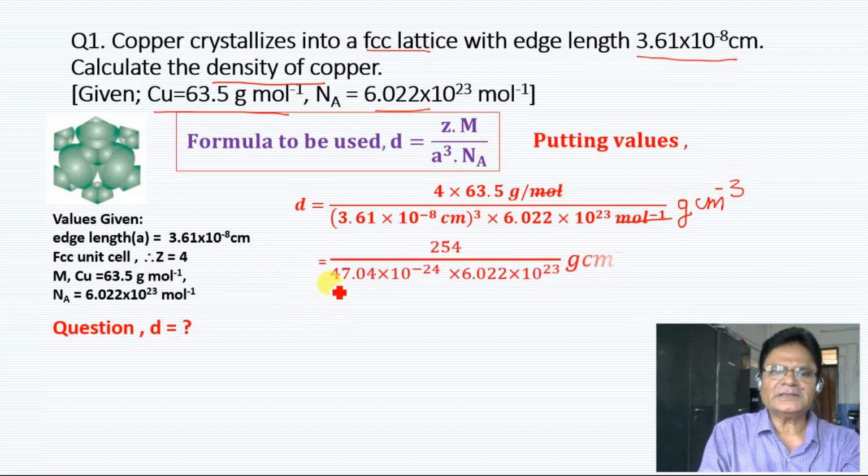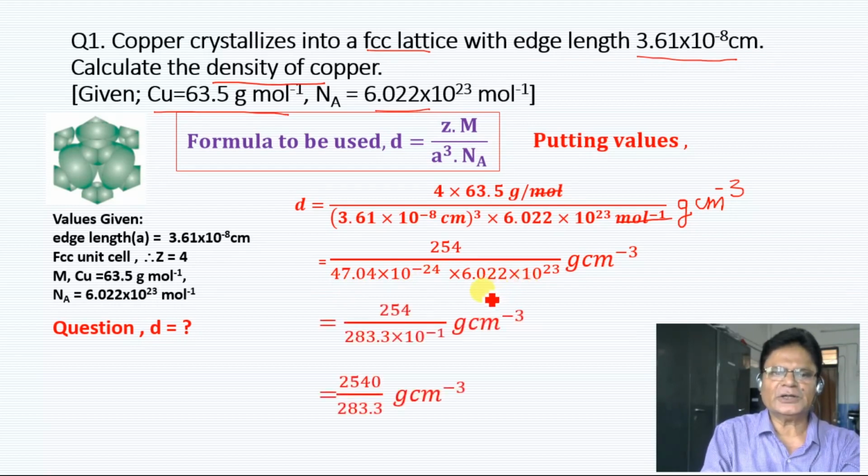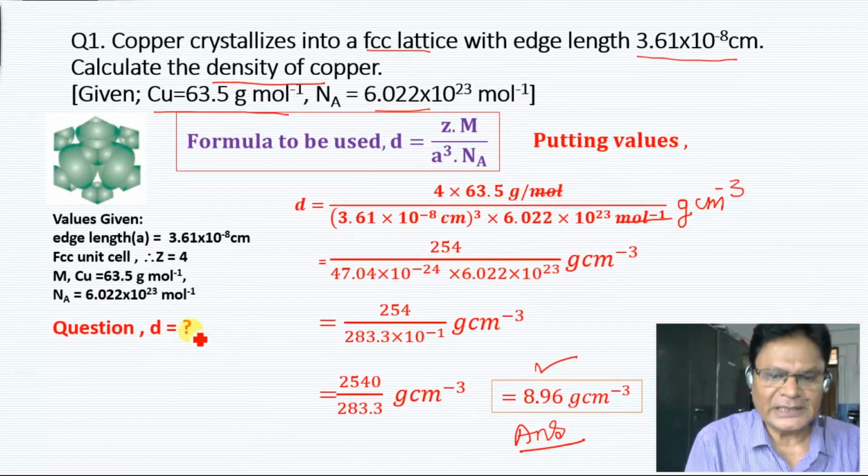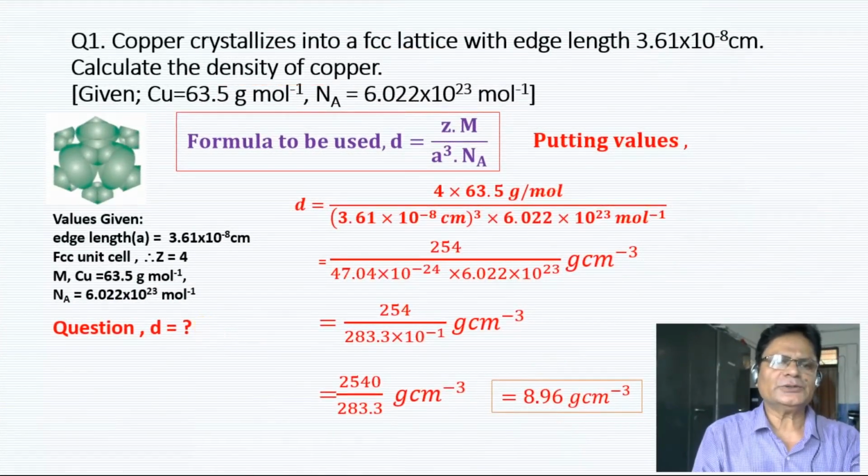Now, solving this, density is equal to 254 upon cube of 3.61 into 10 power minus 8 into 6.022 into 10 power 23, which is 47.04 into 10 to the power of minus 24, and this will remain as such. So this on solving gives 254 divided by 28.33 gram per centimeter cube, which is equal to 8.96 gram per centimeter cube. This is the answer. So in this question everything was given, and d was to be calculated. Let us look at the other question, number 2.